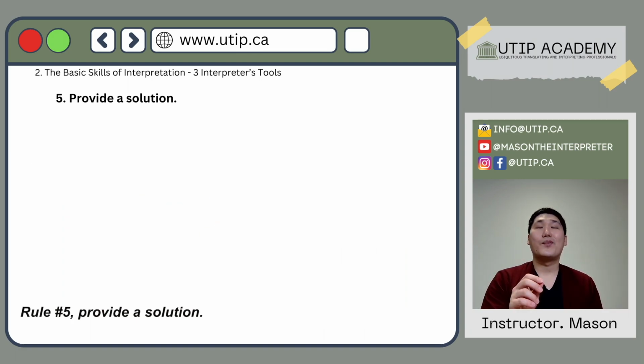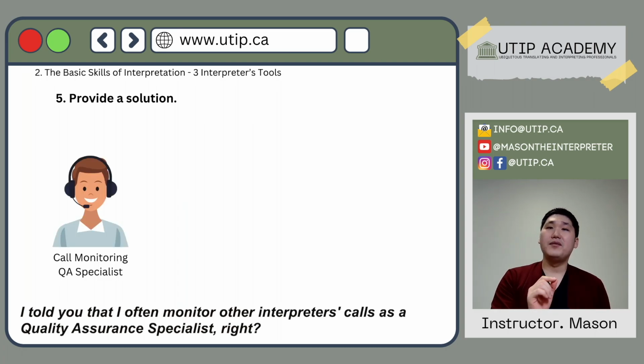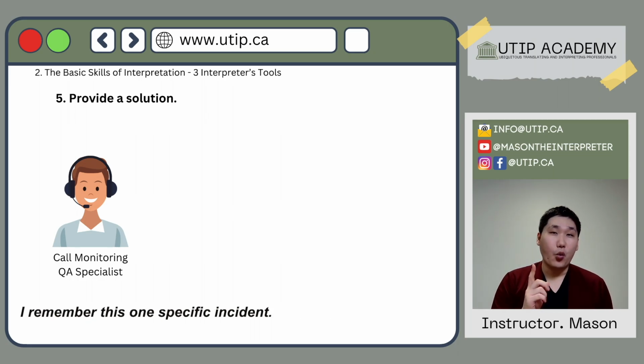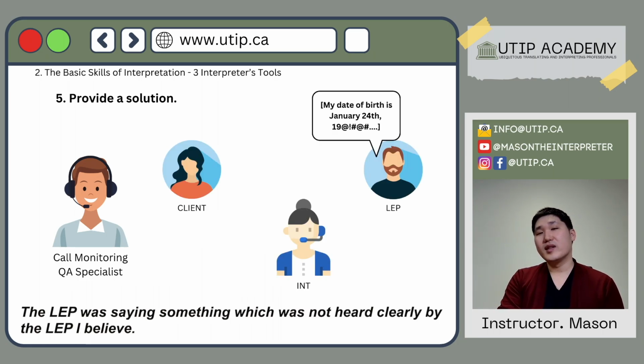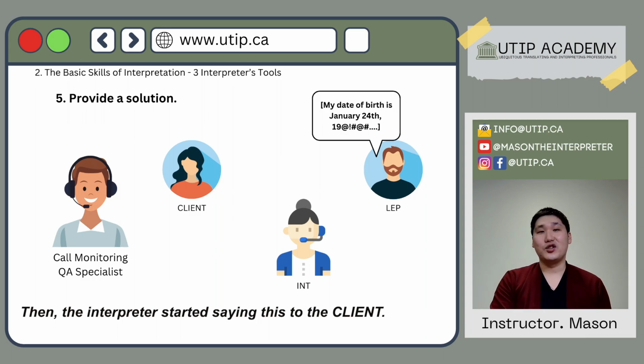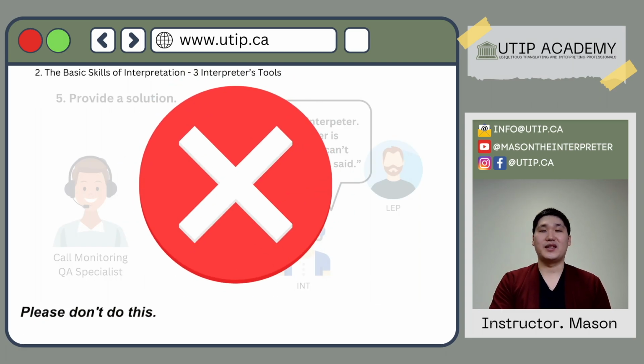Rule number 5, provide a solution. I told you that I often monitor our other interpreters' calls as a quality assurance specialist, right? I remember this one specific incident. The LEP was saying something which was not heard clearly by the interpreter, I believe. Then the interpreter started saying this to the client. Hi, this is the interpreter speaking. I can't understand what he's saying. Please don't do this. Please, please, please don't do this.